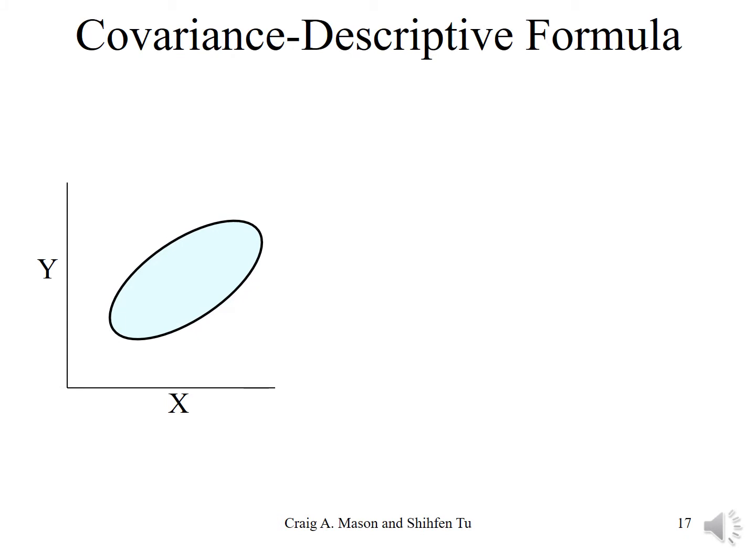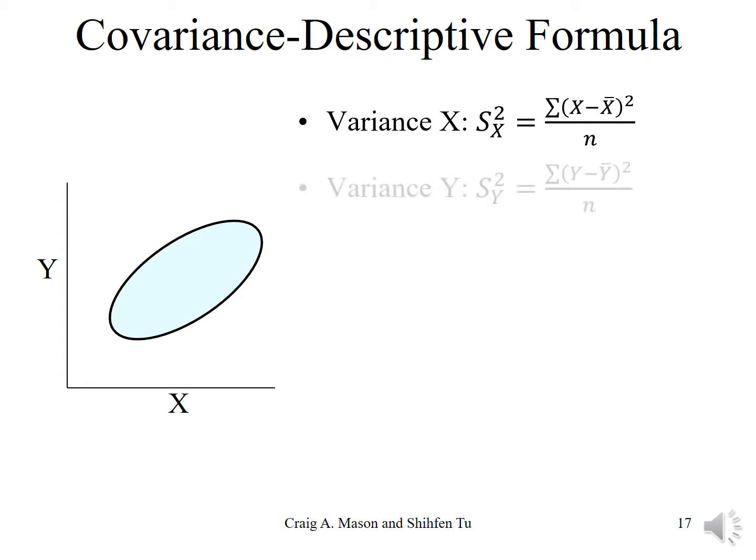Remember, the variance of a variable, say x, using the descriptive formula is the standard deviation squared. It's written as capital S sub x squared and is equal to the sum of squares for x, or the sum of x minus x bar squared, all divided by n. Similarly, the variance of y is written as capital S sub y squared and is equal to the sum of squares for y, all divided by n.